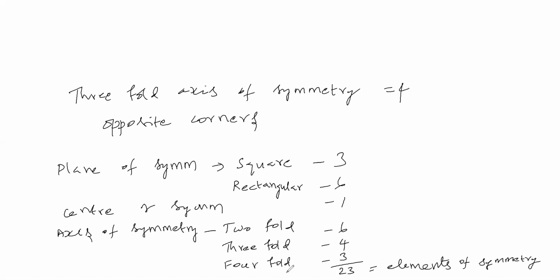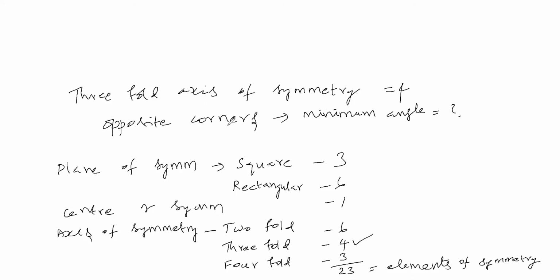Okay. Now we will go for this threefold axis of symmetry. Threefold axis of symmetry means it is passing through opposite corners. Now you say, to what minimum angle if you rotate, you will get a similar image? For threefold axis of symmetry, what is the minimum angle of rotation?